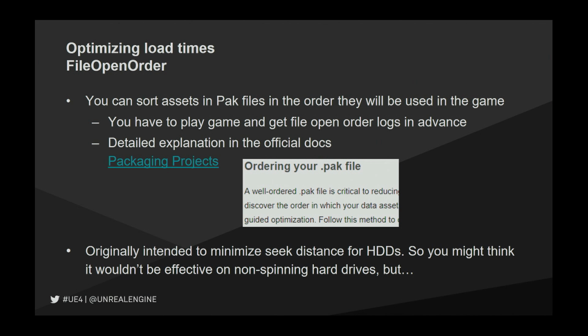File open order is a super easy win for all projects. It just arranges the files on disk in the order that they're loaded. This would be hard to do manually, but there's a simple automated way to do this built into the engine. Basically you play the game once and you record the order that all the files were loaded in, and then that's saved to a file, and you take that file and pass it back to the packaging process later, and it arranges those files in the correct order.